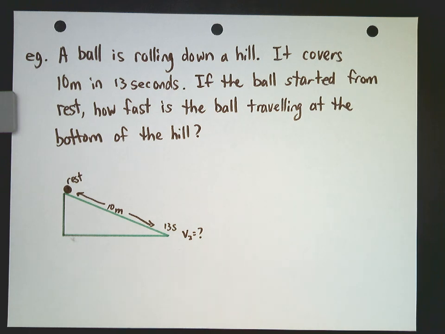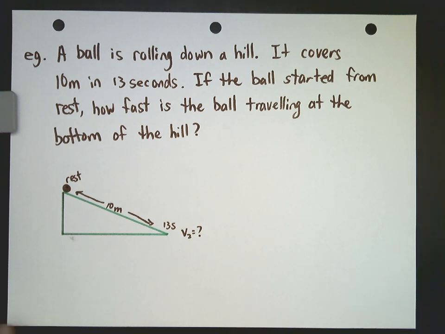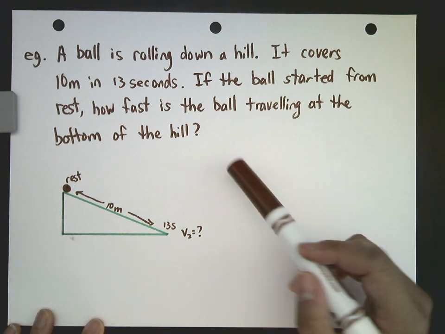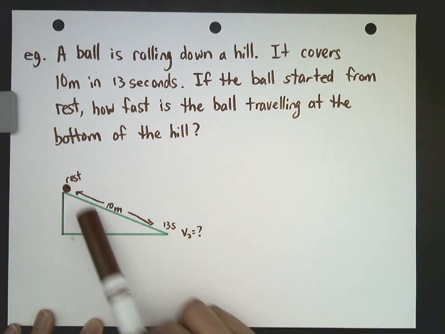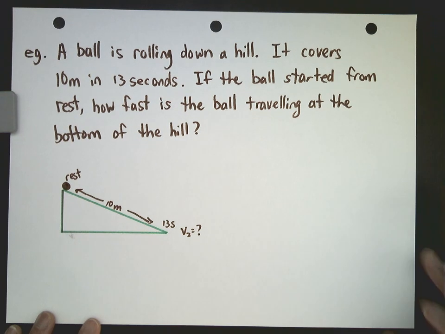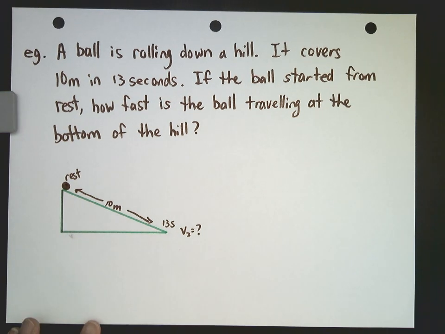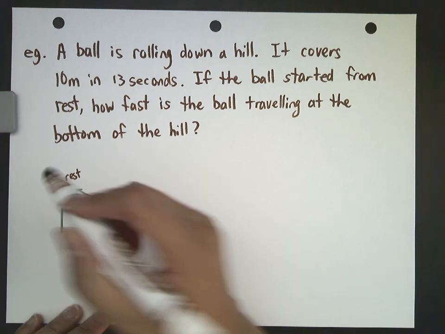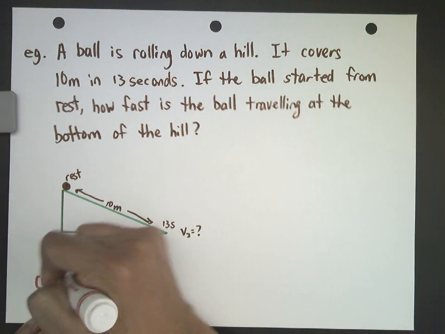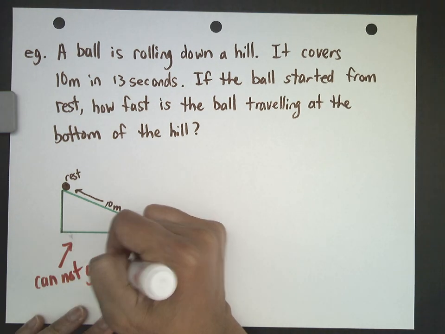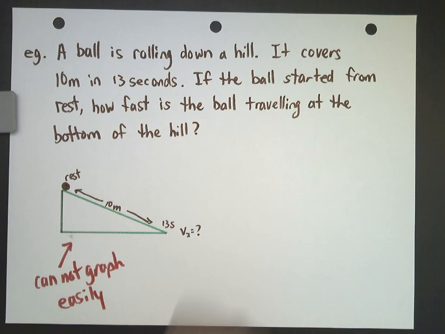Now, if you attempt to graph this, you can't. It's pretty hard to graph this. You could try to draw a velocity time graph. You know V1 is at rest, and you know it's got 13 seconds, but trying to graph a perfect triangle that has an area of 10 meters is a little challenging. So this is difficult. You cannot graph this easily. And so this is where we use one of the five acceleration equations.